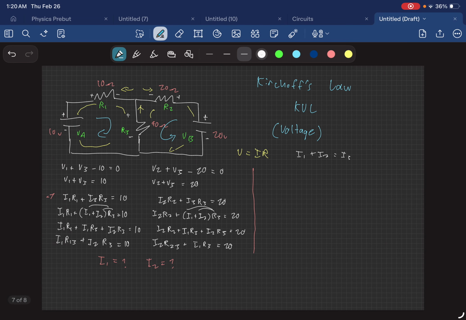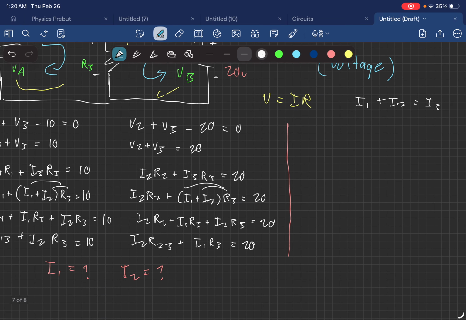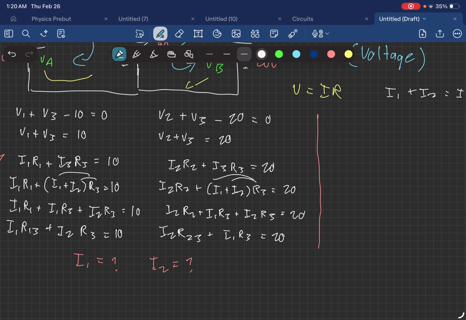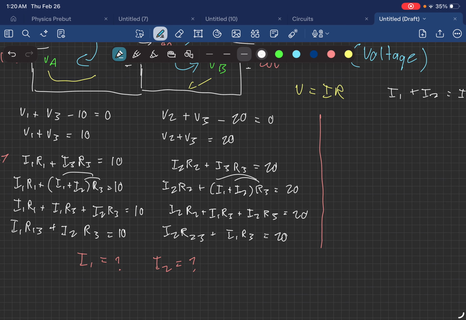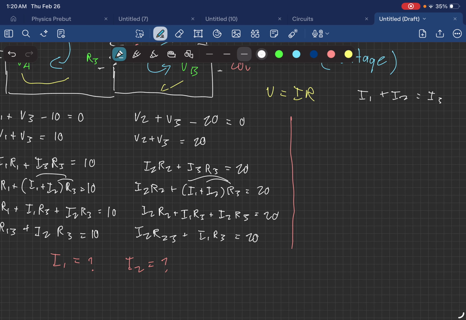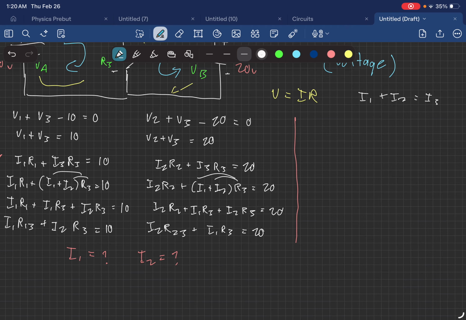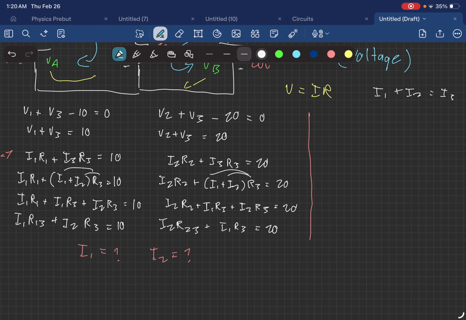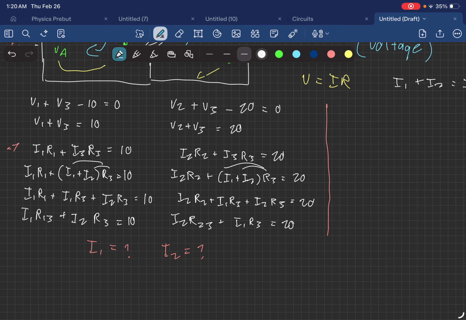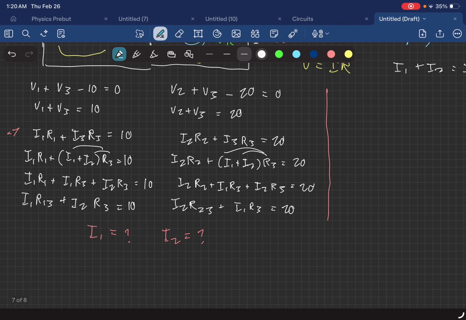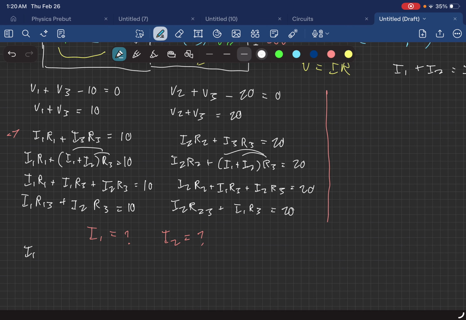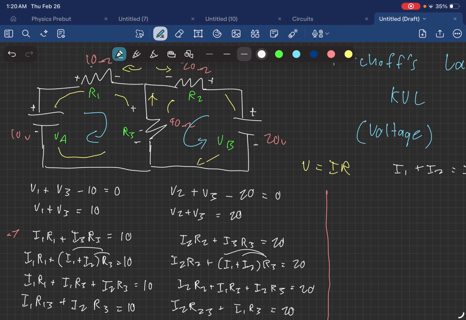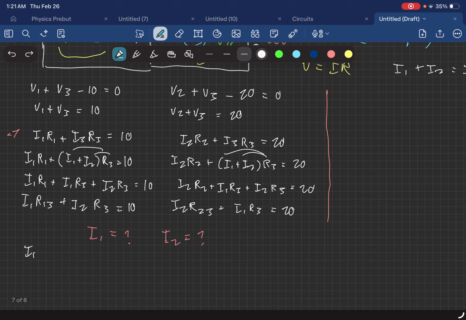Okay, let's do the system of equations here. Given two linear equations, let's do it. So let's write it down like this. Actually, wait, let's substitute in our values first. I1 and R13. R13 is 10 plus 40. You look here. So that's 50 ohms.